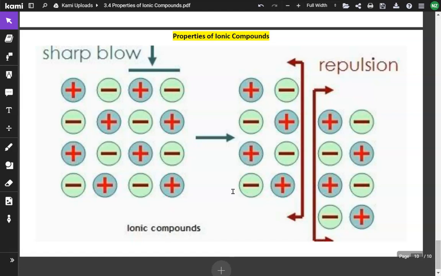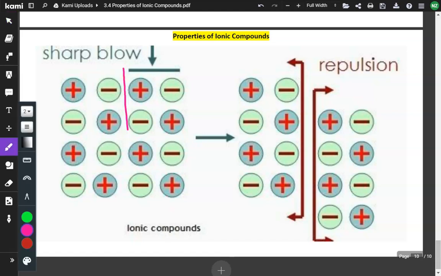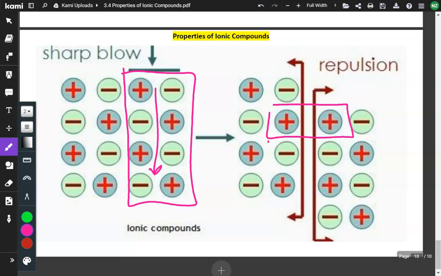If I took this whole section right here and applied a force, it would shift the entire section down, and we would end up with this. Now positives are next to each other, negatives are next to each other, so they are going to repulse, or push off of each other, and it's going to fracture our compound. So that is why ionic compounds are brittle.